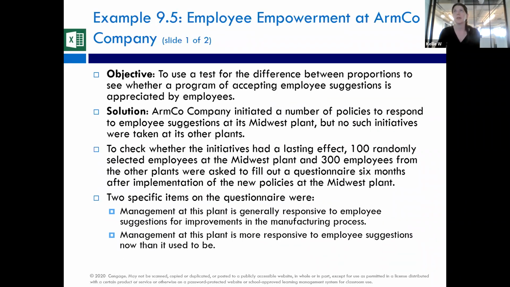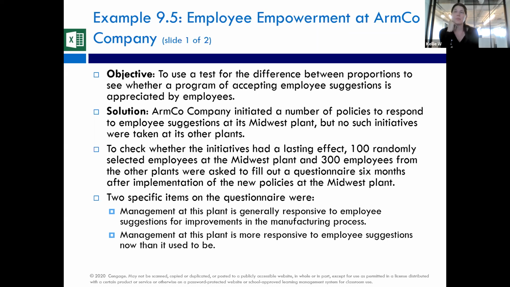What does that look like? So we're at this Armco company now, and we're measuring employee empowerment. And we want to see if there's this program of accepting employee suggestions is appreciated by the employees. So this company has initiated a number of policies. They're responding to employee suggestions, but only at one plant. They did not put this process in place at their other plants. And they want to see if this has a lasting effect.